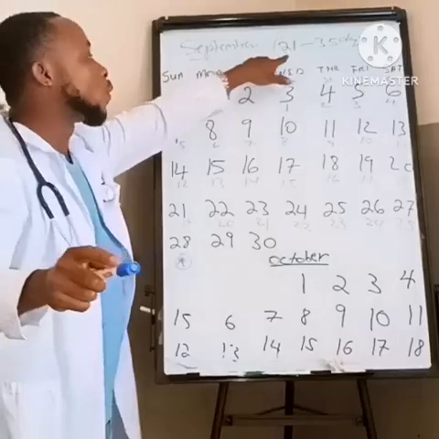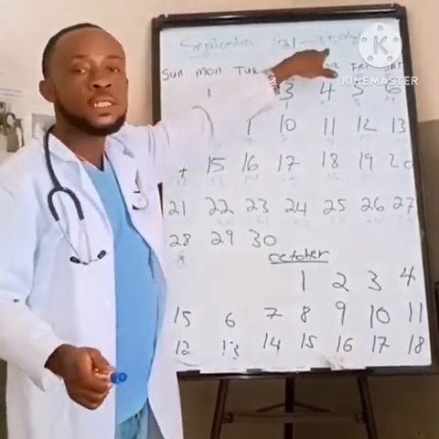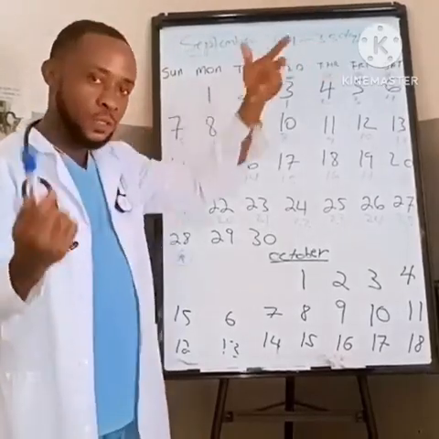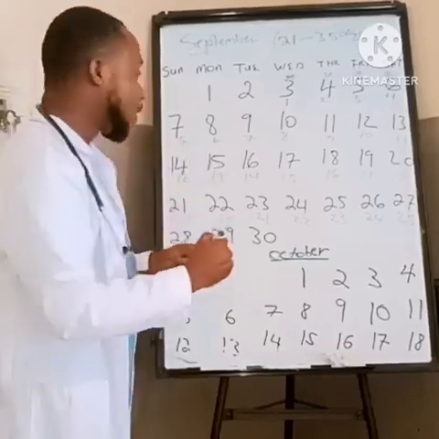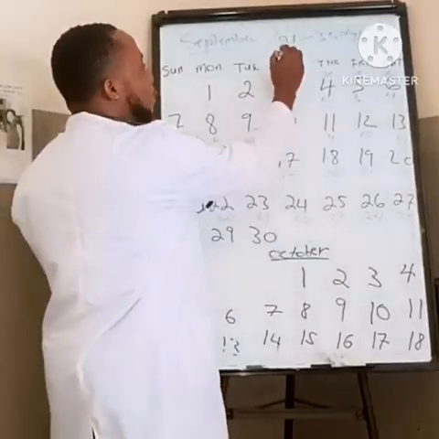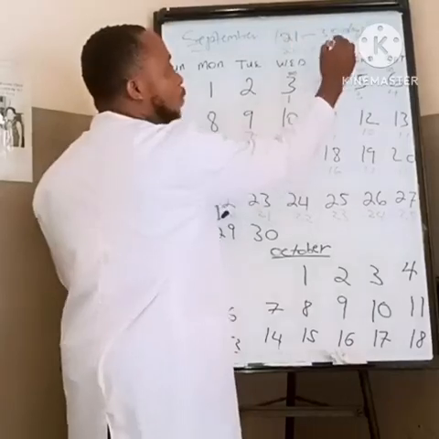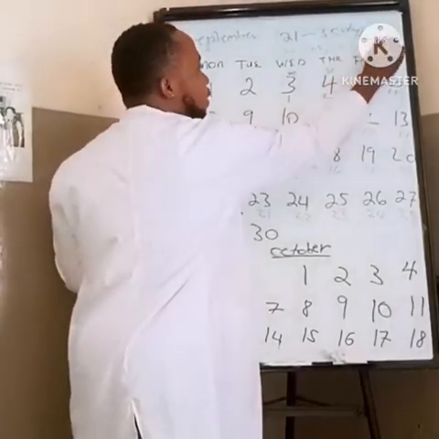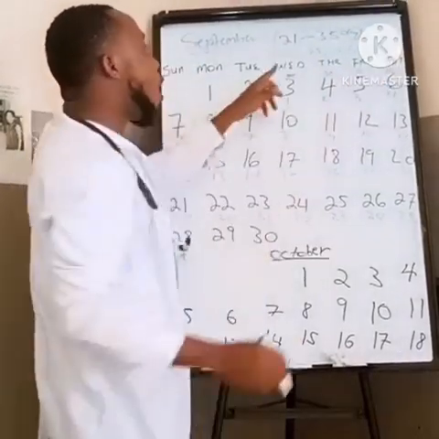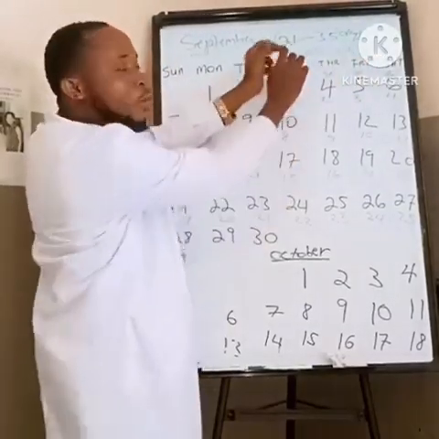Anybody having 21 days cycle length is considered normal. Anyone with 35 days cycle length is considered normal. So you will have varying cycle length. Today you might have 22 this month, next month 25, the following month 27, the next month 28, 30. All of these cycle lengths fall within the normal range.